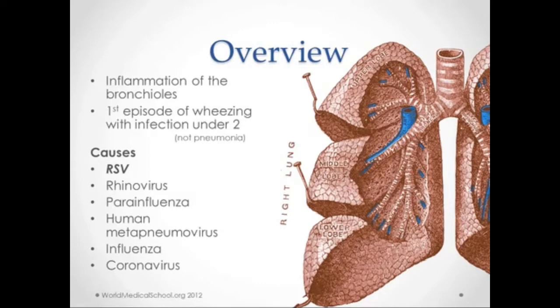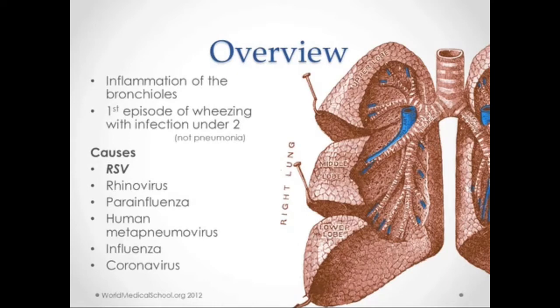So the major causes: RSV is the number one cause, but also your regular rhinovirus, parainfluenza, human metapneumovirus, influenza, coronavirus. If you'll notice, rhinovirus and parainfluenza virus are our common upper airway infection causes. And so you can see that it's more of a diagnosis of where we're infected and not exactly what disease is infecting the system here.